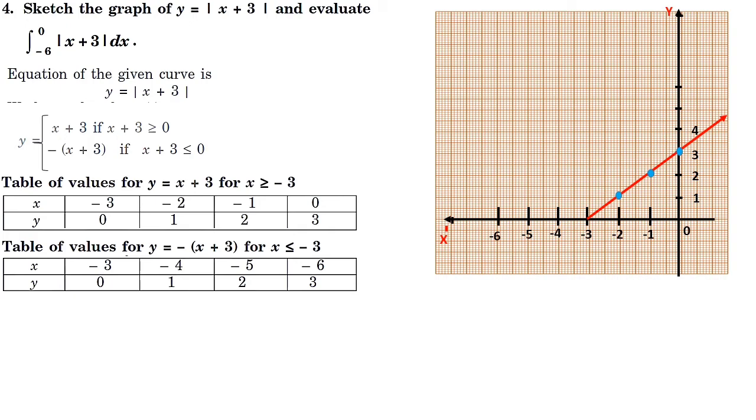The next is another set of values, that is for y is equal to minus of x plus 3. That is minus 3, 0, same value only. And minus 4, 1 means here comes. Then next is minus 5, 2, we have marked here, and minus 6, 3, that is this point. Again we can join these points by using the ruler. So this is the graph we have got.